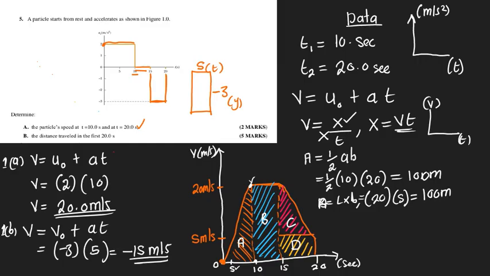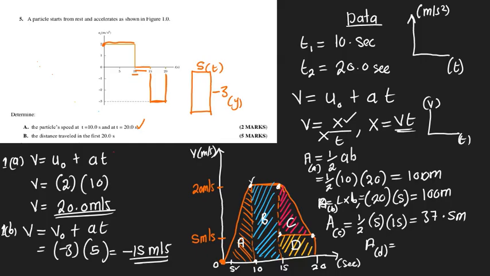Then I find C. C is a small triangle. So area for C, this was area for B, this was area for A, is going to be 1/2. Then what is my a? Let me take it as the distance from there to there, which is going to be 5. Then my b is going to be the distance from here up to here, which is going to be 15. Then 5 multiplied by 15 is 75, divided by 2, I'm getting 37.5 meters.